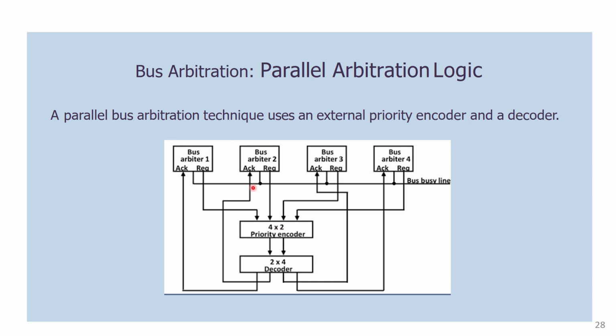How will it be given? Once the request is given, the value is passed through the encoder. The encoder will encode the value based on some logic. This priority encoder will generate 2 bits, which will tell the decoder which arbiter needs the bus line. Whichever has the highest priority will be given it.